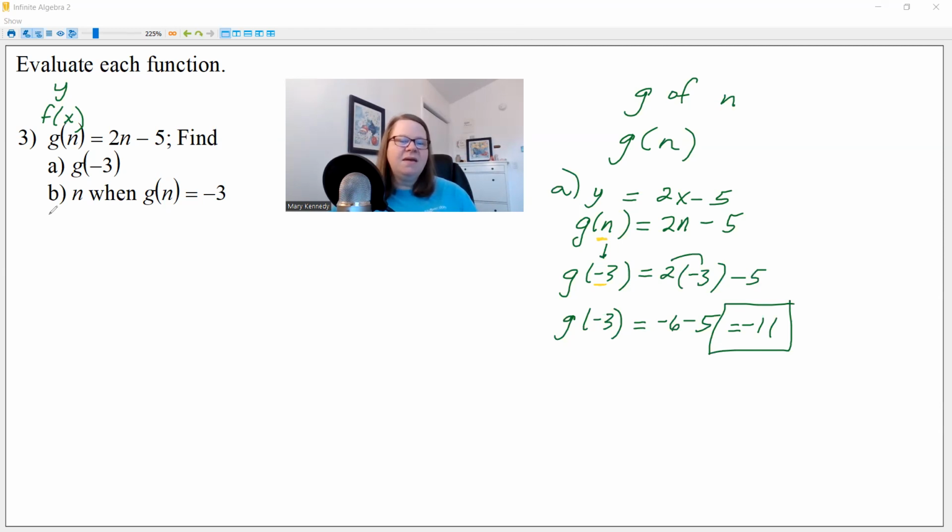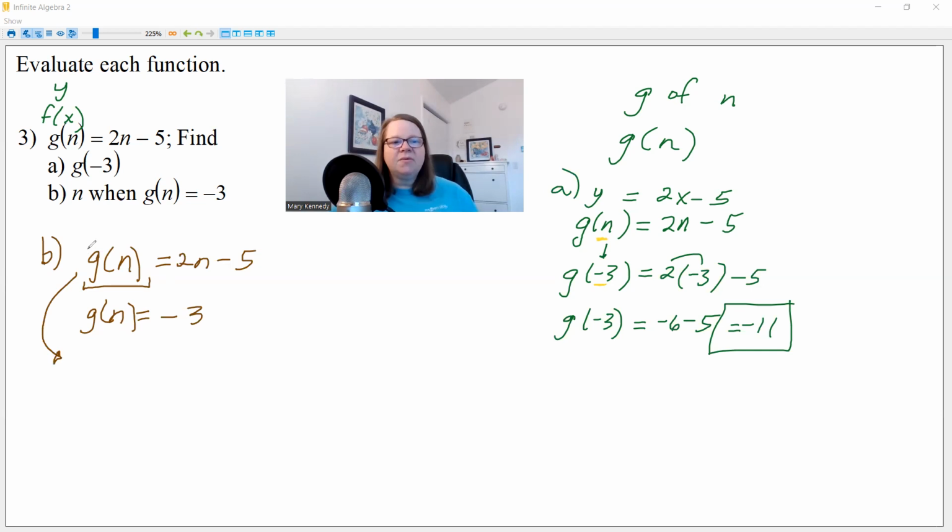For B, find n when G of n equals negative 3. Well, remember, the original problem or function was G of n equals 2n minus 5. And now they're saying G of n equals negative 3. So notice what's happened here. We've been told what this left side of the equation is equal to. So let's replace that. Let's replace G of n with what it's equal to. It's equal to negative 3.